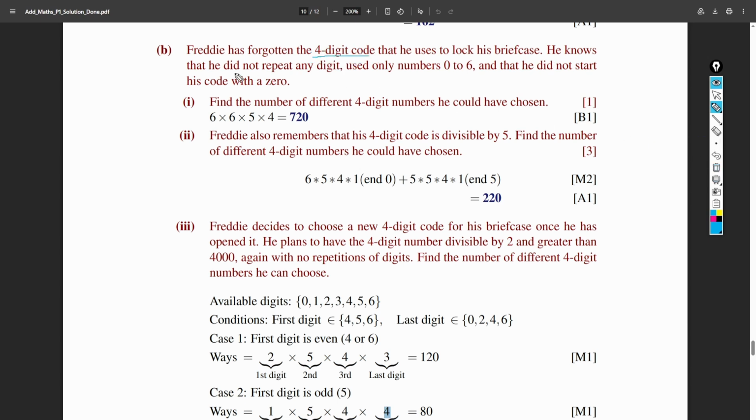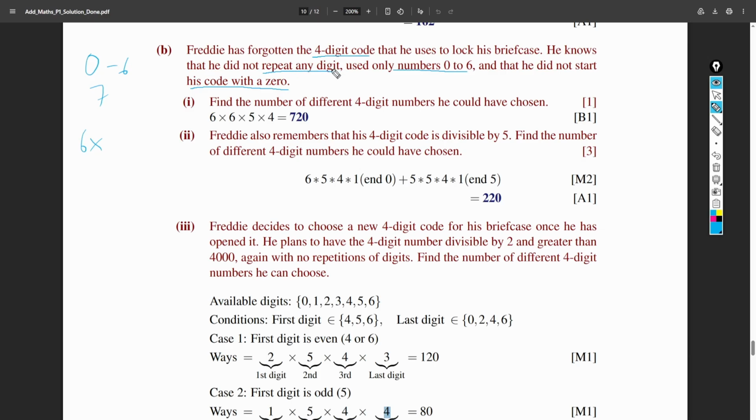4-digit code. So he knows that he did not repeat any digit, and he uses numbers only 0 to 6. He did not start his code with a 0. Okay, so we have 7 numbers to choose from, 0 to 6. So 7 numbers, and he didn't start with 0, right? So for the first number he didn't choose 0. So 1 to 6, he has 6 options.